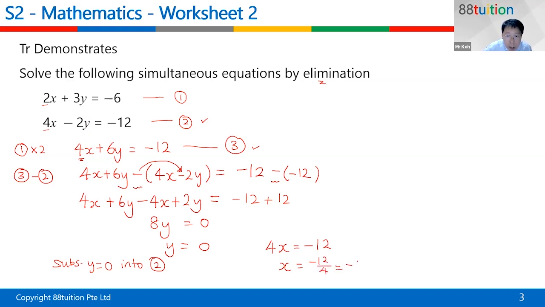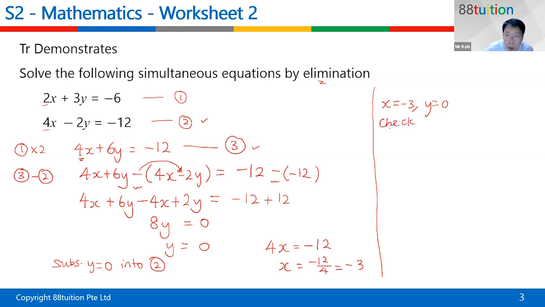So therefore, you get x equal to minus 3. Okay, so now I'm going to write at the side here. So my answer will be x equal to minus 3, y equal to 0. Now, even though you got the answer, it's good that you do a check.